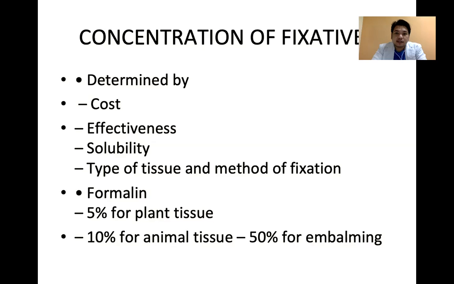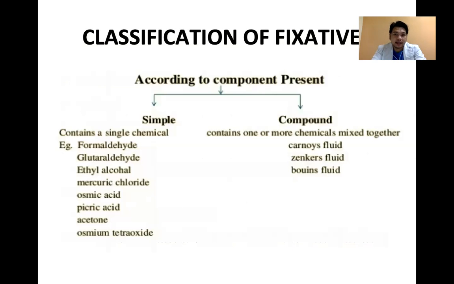Okay, so we have classified fixatives on different levels. For example, fixatives according to component. There is simple and compound. Simple, one chemical substance, while compound, two or more chemical substances. Okay, for example, formaldehyde and glutaraldehyde for simple. Compound, we have Carnoy's, Zenker's, and Bouin's. Carnoy's fluid, for example, is composed, I think, of glacial acetic acid, chloroform, and alcohol. Okay.